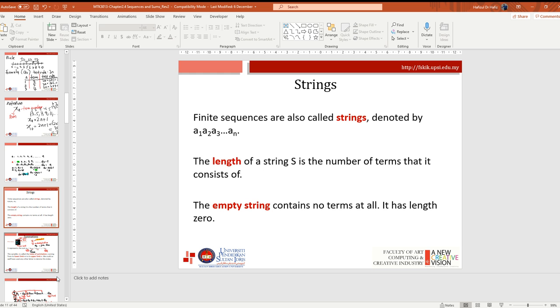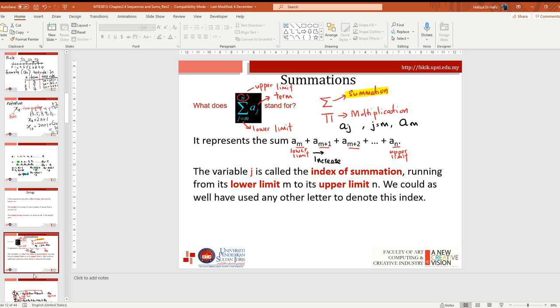Okay, summation. What does the summation represent? It represents the sum. As you can see, it is defined by this symbol. Then n is the upper limit, and a is the terms that you can see before this. Then we have j, and we have a lower limit and an upper limit.